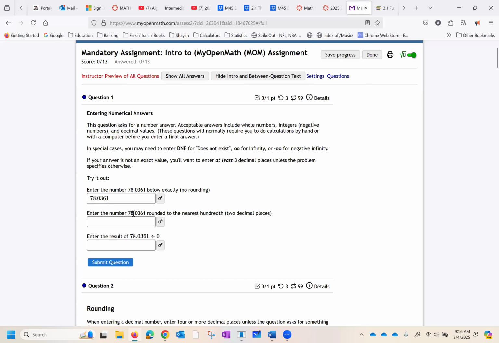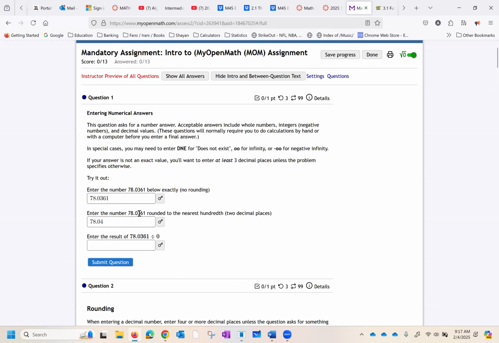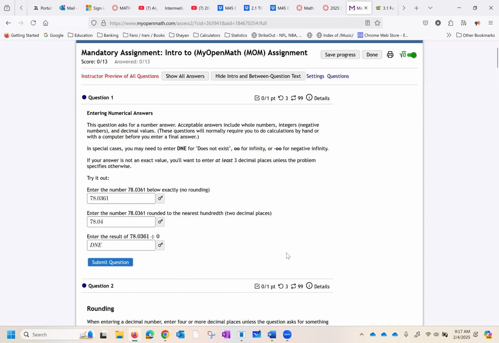The second one says use the same number, but this time round it to the nearest hundredth. Okay. So 78.03 goes up to 4. The reason it does is because next to 3 we see number 6. The next one says divide by 0. As you know, it's undefined. They don't have it. We're going to go with D and E or does not exist.